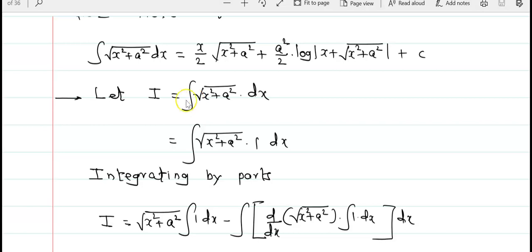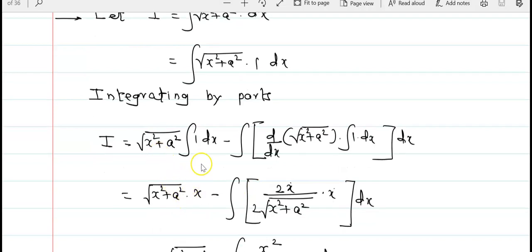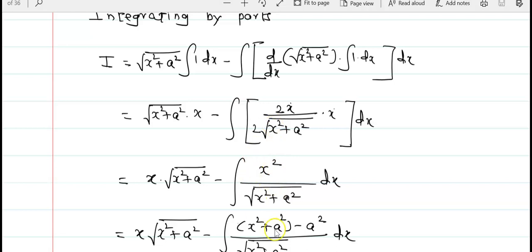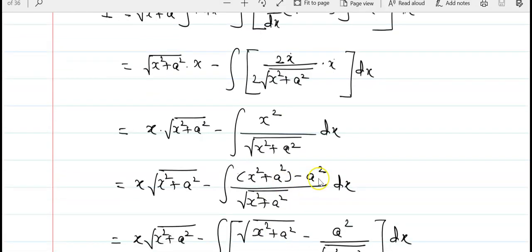That is, I is equal to the integral of √(x² + a²) times 1 dx, integrating by parts. First function into the integral of the second, minus the integral of the derivative of the first into the integral of the second. The derivative is 2x upon 2√(x² + a²). The integral of 1 is x. Evaluate, cancel it. x² + a² − a², a² is adjusted there.